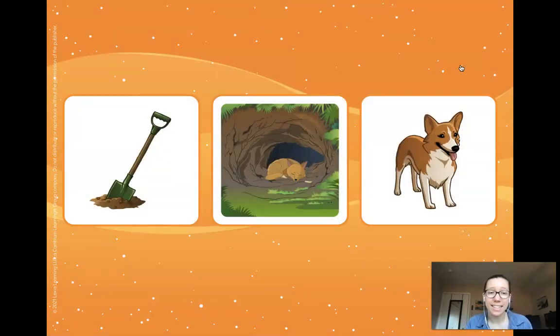Here we have dig, den, dog. What beginning sound do we hear in each of those words? Dig, den, dog. Good. The beginning sound is d, d, d. D, d, dig, d, d, den, and d, d, dog. What letter says d? D. Very good. So D says d, meaning that each of these words begins with the letter D.